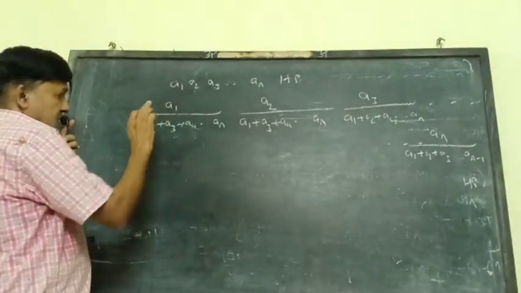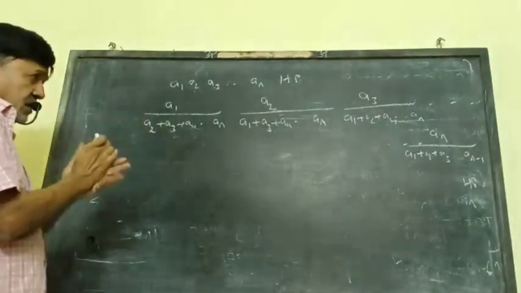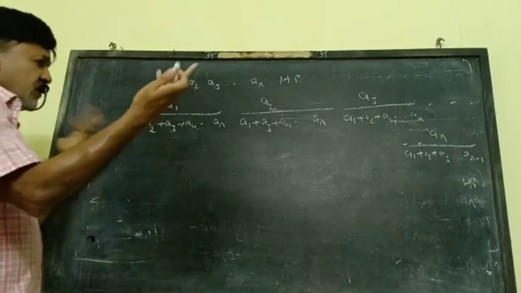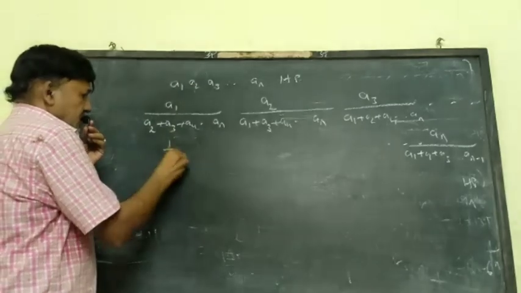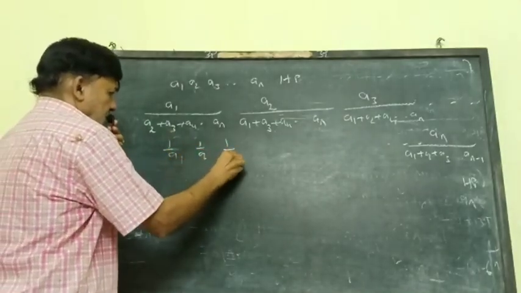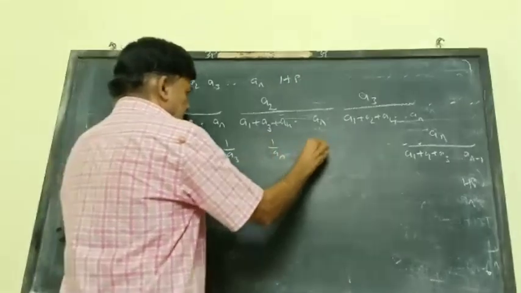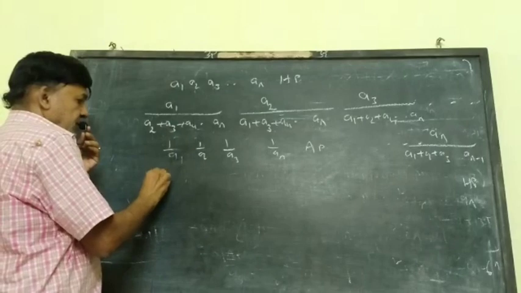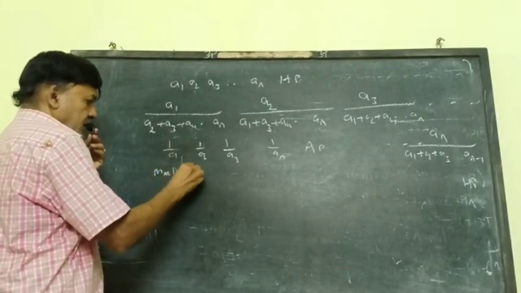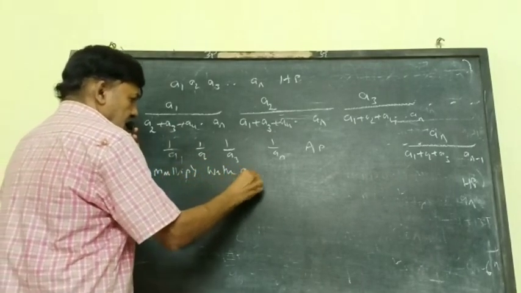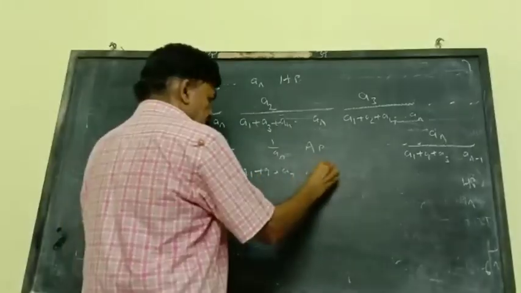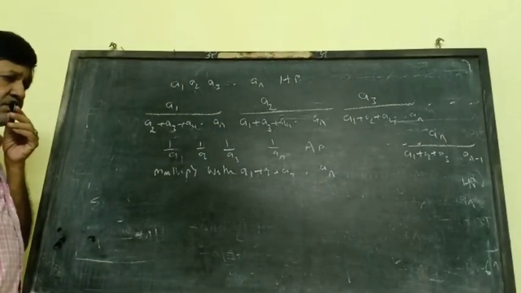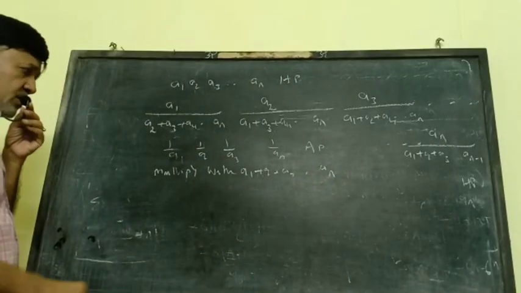See, first you can verify, she has given n numbers. You can check it with some 1 or 2 numbers. The general proof we will also do like this. 1 by A1, 1 by A2, 1 by A3, 1 by An are in AP. Multiply with A1 plus A2 plus up to An. See, if n numbers are in AP, if you multiply with the same number, still they will be in AP. This all of you know.